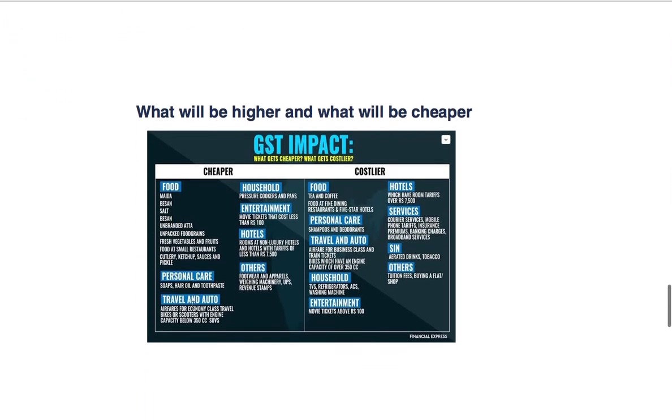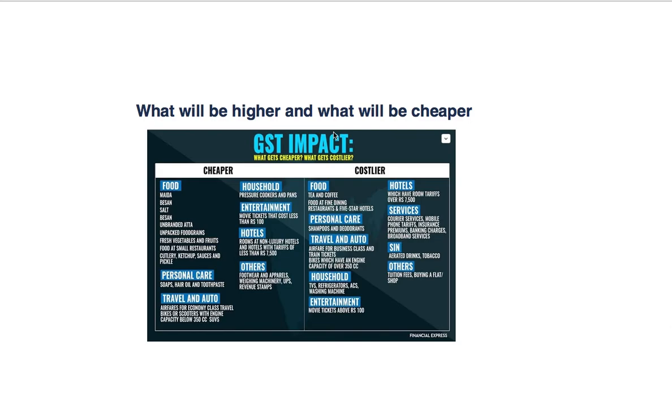Now, what will be higher and what will be cheaper? The GST Council has made four primary tax slabs for various items. The first slab is the low rate of 5% tax. The second one is the standard rate of 12% tax. The third one is 18%, and the last one is the high rate of 28%. So these are the four tax percentage slabs designed by the GST Council. Some of these products had higher effective tax rates before GST implementation, but the new tax policy will lessen the burden on consumers.